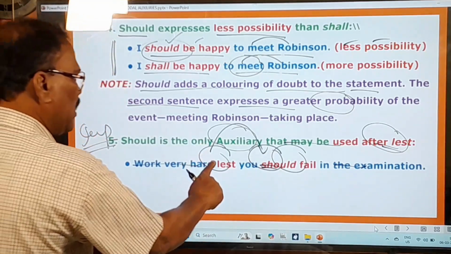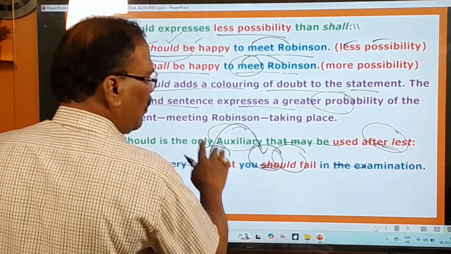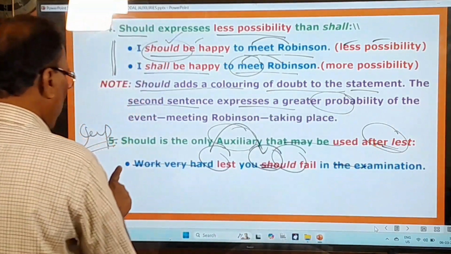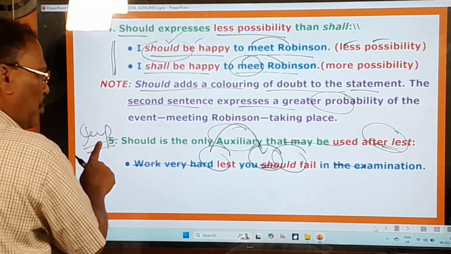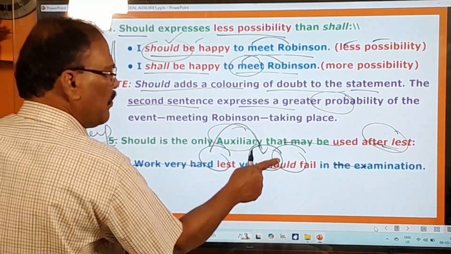Okay, after lest we should use only should, not any other modal auxiliary. Keep this point in your mind. It's a very important rule. So work very hard lest you have to fail in the examination.